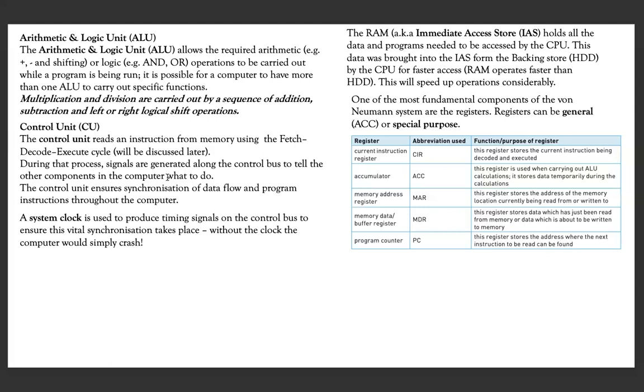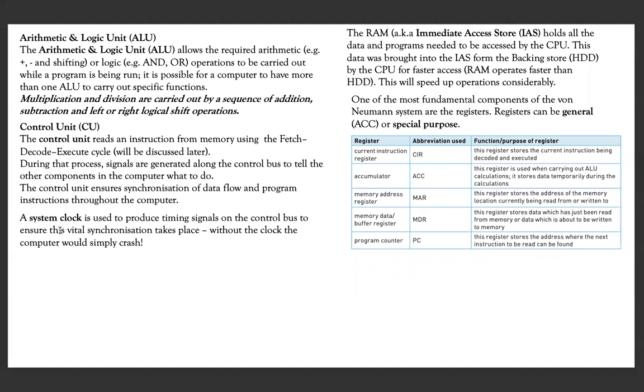And since my control bus is linking my control unit to all parts of the computer, may they be the primary memory or the IO devices, I'm using my control unit to send out control signals to all parts of the computer to make sure that the instruction is carried out as expected.